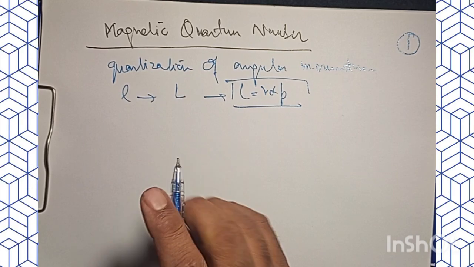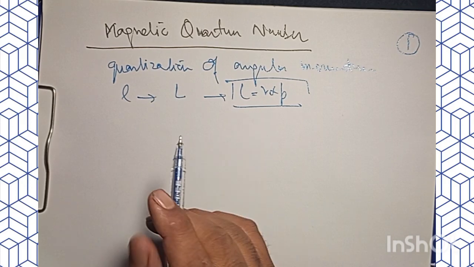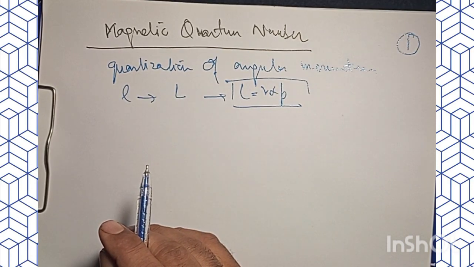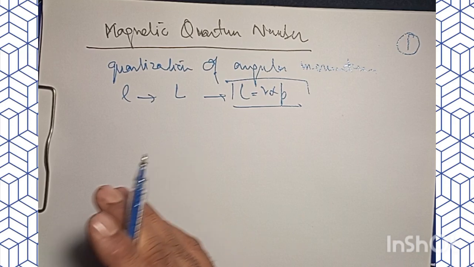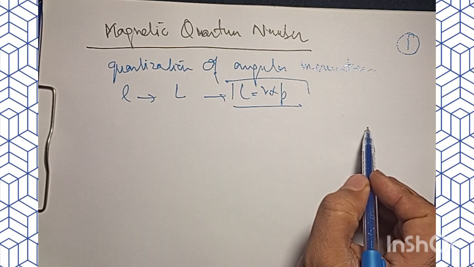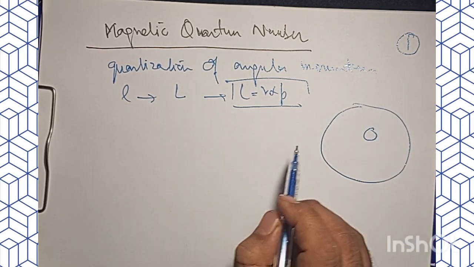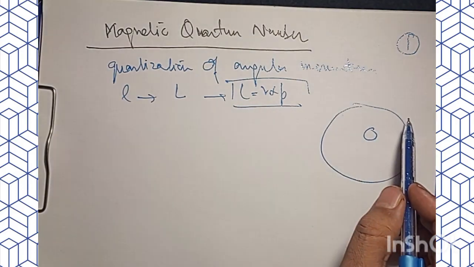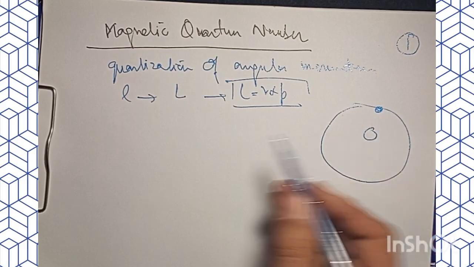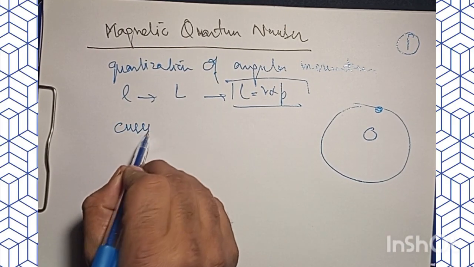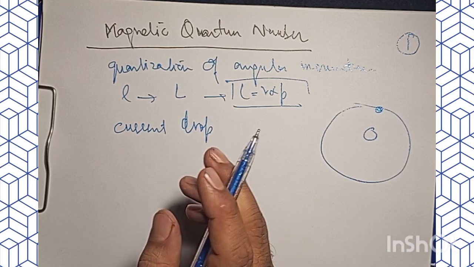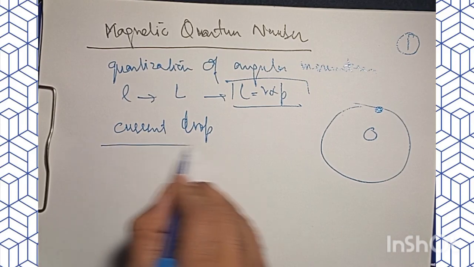Now, what possible significance can a direction in space have for the hydrogen atom? It is an imperative question what the direction of this angular momentum will be. An electron revolving about the nucleus is equivalent to a current loop. That's a very fundamental thing. So it's a minute current loop and has a magnetic field like that of a magnetic dipole.